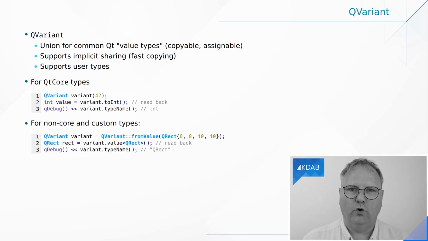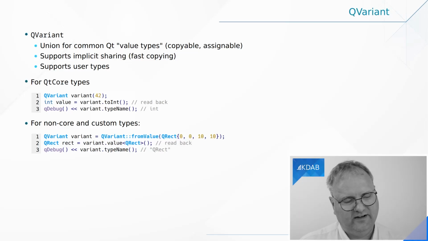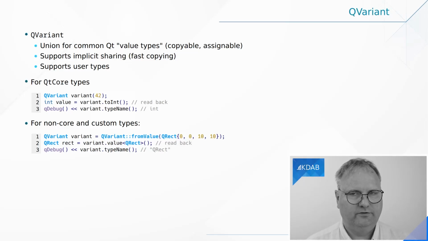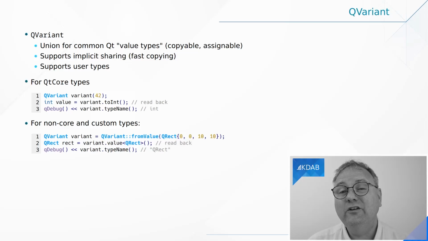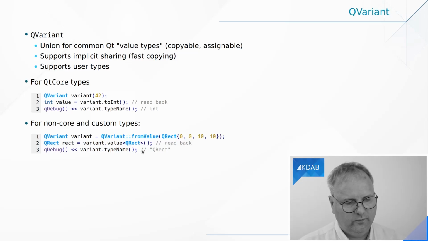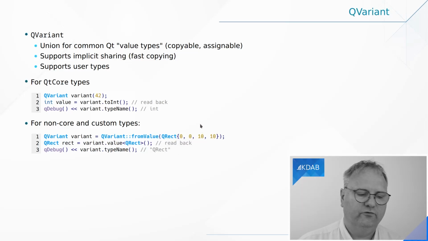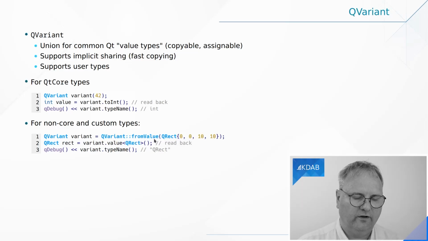For non-core, so non-Qt core classes, and QRect is obviously coming from Qt GUI, I believe, so it's not supported there. So if I said toRect before, then that was wrong. Anyway, for non-core and your own data types, the way that you work with them is that you simply take your data types that you want to put in there, and then you wrap it with QVariant::fromValue.